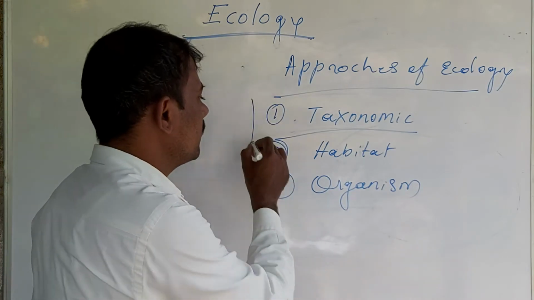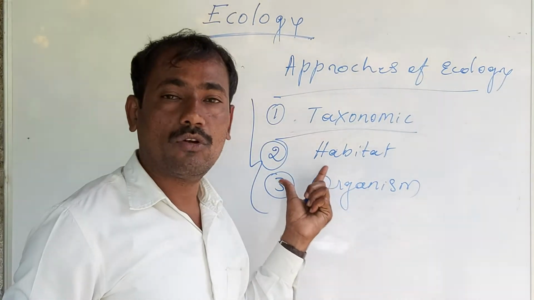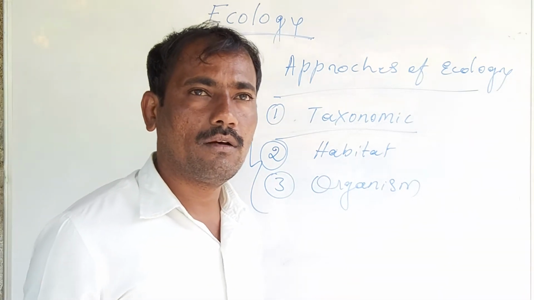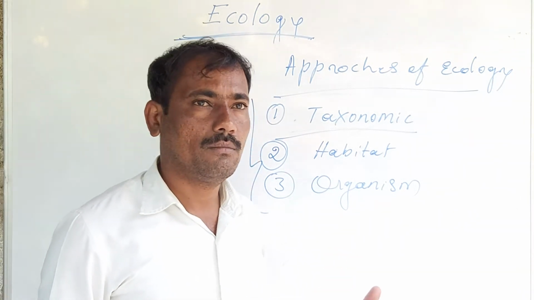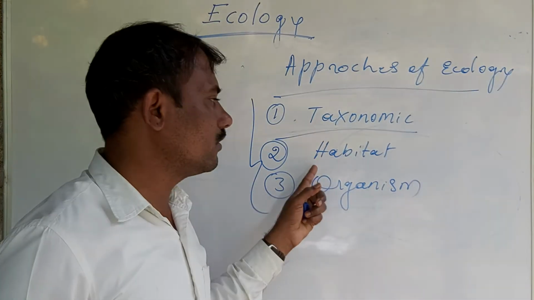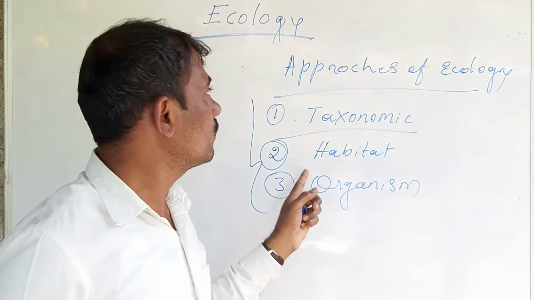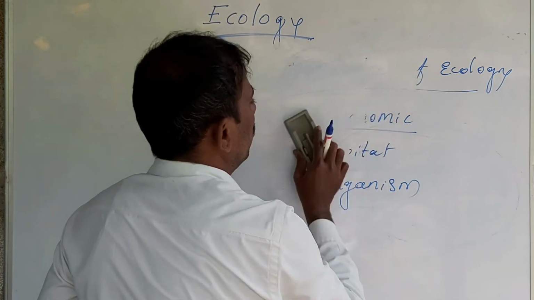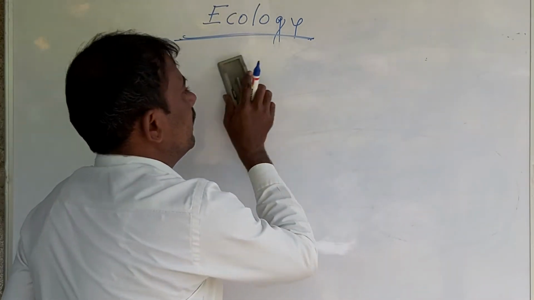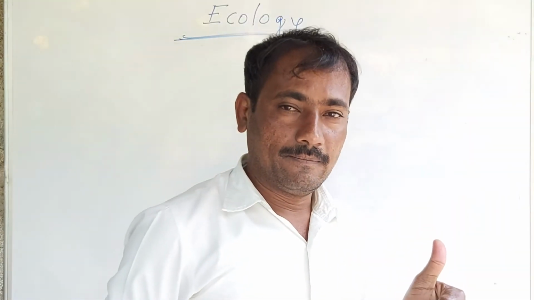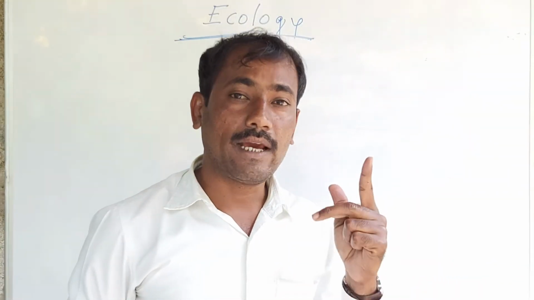Like that, these are the three different taxonomic approaches. One can gain plenty of knowledge by following any of the three approaches, taxonomic, habitat, or organism, of ecology itself. So ecology gives us an idea about the interdependency, interrelationships, and interactions of all the living organisms.